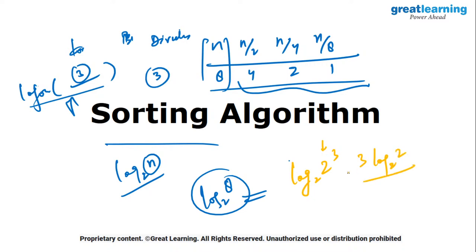Log 2 to the base 2. This can be written as this, and this is equal to 1. When you have the base and the number the same, it will be 3. So you are traversing 3 times, okay? Here if you see, I traversed only 3 times: 4, 2 and 1.